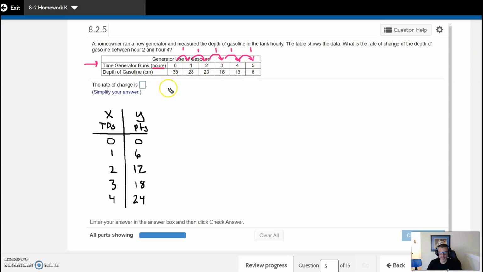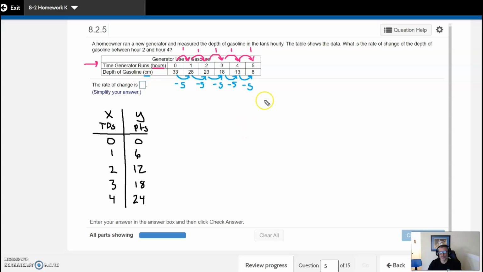What's happening to my gasoline, right? The depth of the gasoline. Well, after 1 hour here, it went down. Okay, remember, because it went down, we're going to use a negative number here. I went from 33 to 28. The amount of gasoline in the tank went down 5 centimeters, right? We're measuring the depth of the gasoline in centimeters. 28 to 23, I went down. So we can see that every hour, the amount of gasoline in the tank is decreasing by 5 centimeters, right?